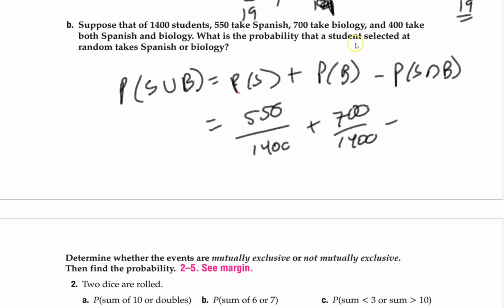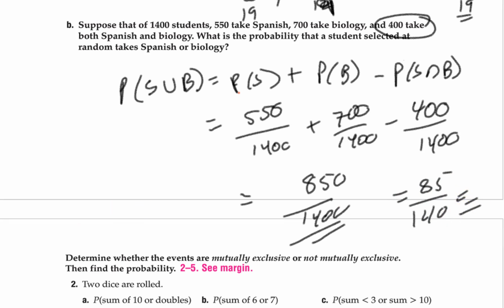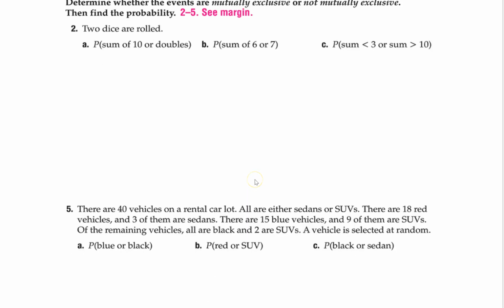And they told me, hey, 400 take both of them. So subtract off what they have in common. These take both Spanish and bio. And if you do a little math, you're going to get 850 over 1400. That's fine. Or if you want to reduce it, 85 over 140. If you want to reduce it, you're a better person than me. So that's those two. Last couple before we're done.